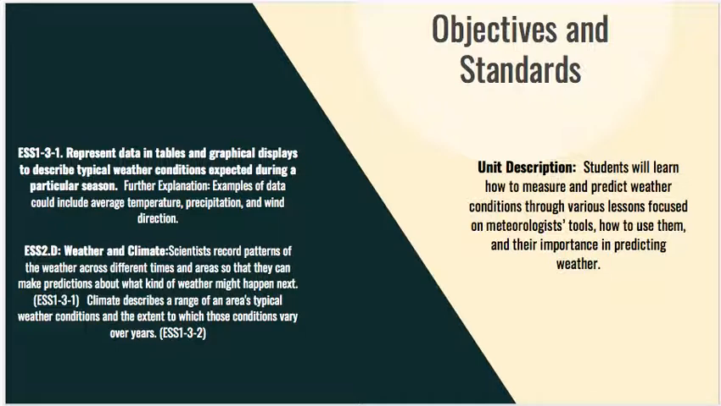The first one was representing data in tables and graphical displays to describe typical weather conditions. Students were able to take the data that we collected, they graphed temperatures and cloud types, precipitation, and that's where the data and graphical displays came into place. And then the overall standard that encompassed the majority of the unit was the weather and climate standard, which is where scientists record patterns of weather across different times and areas so that they can make predictions about what kind of weather might happen next. Students were able to use the tools that they learned about to help them make their own weather predictions.